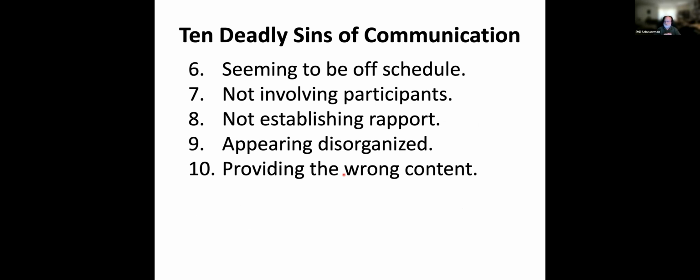Involve the participants. One way to involve the participants, hard to do on Zoom but certainly in a live setting, is to look in their eyes. Look at the audience. Pay attention to the audience, and you can glean whether they're catching your message and understanding what you're saying. But also encourage them to ask questions.